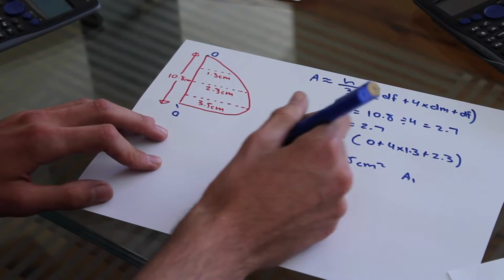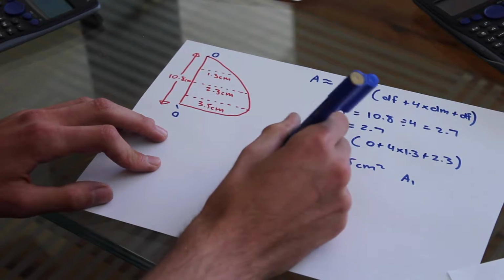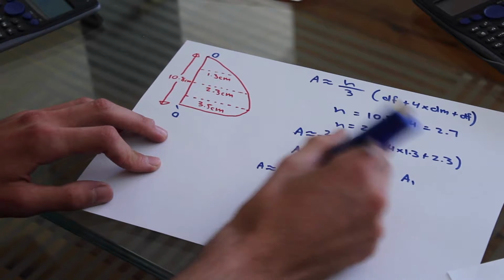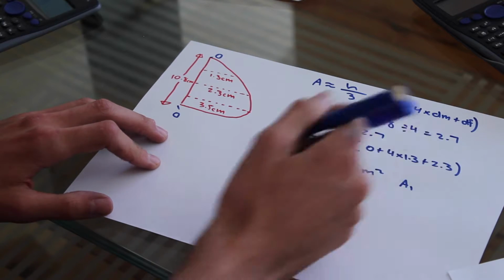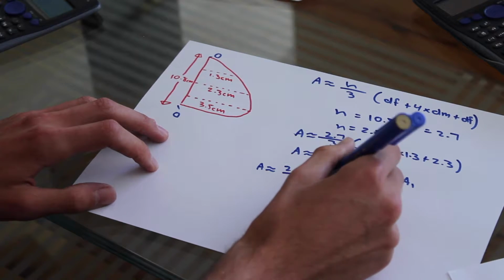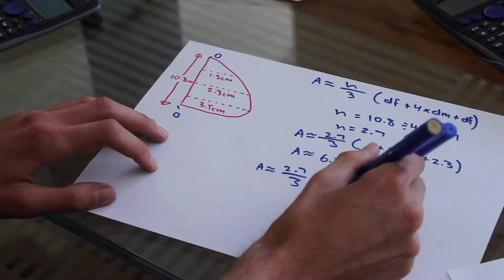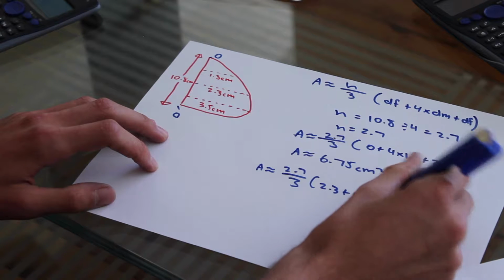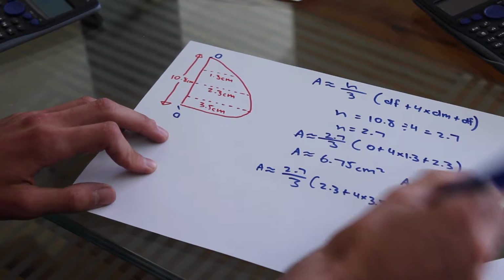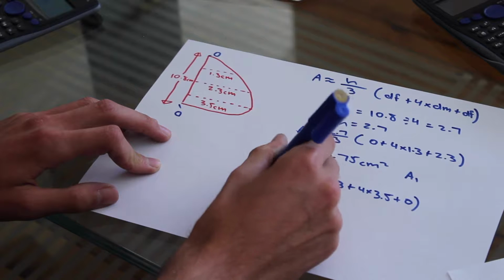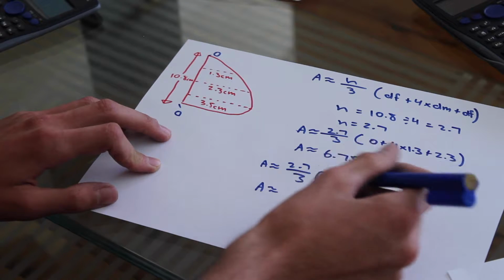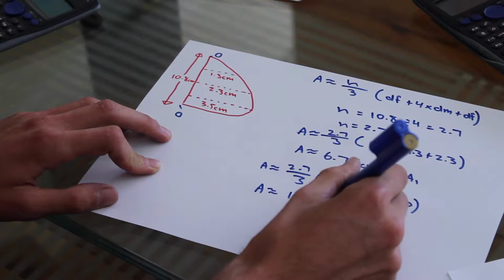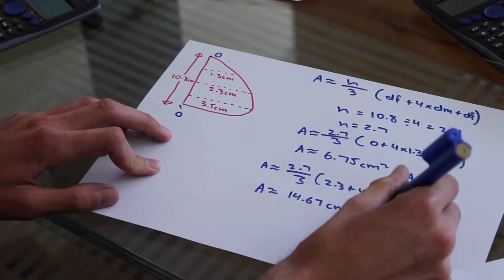Now for the second use of Simpson's rule, area is approximately equal to 2.7 over 3, opening bracket, so now we use the last distance as the first distance, so 2.3, plus 4 times 3.5, plus 0, closing brackets. That will give us an answer of area is approximately equal to 14.67 centimeters squared. Now this is our area 2.